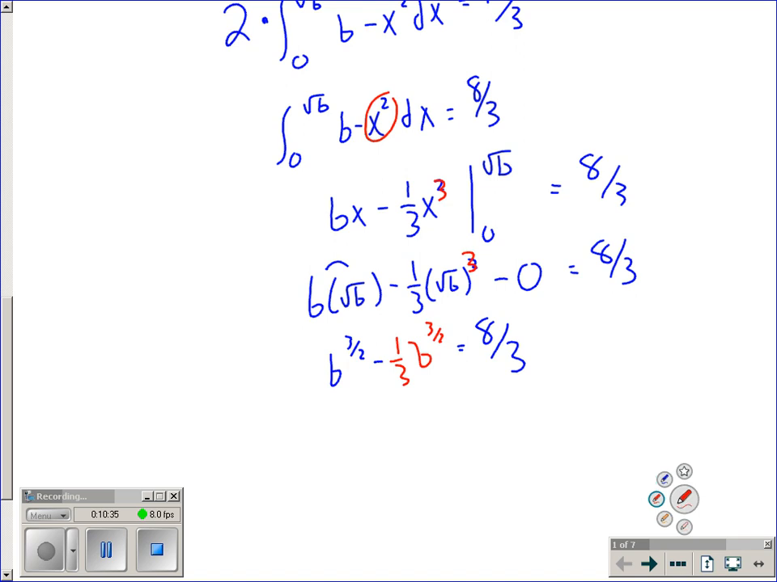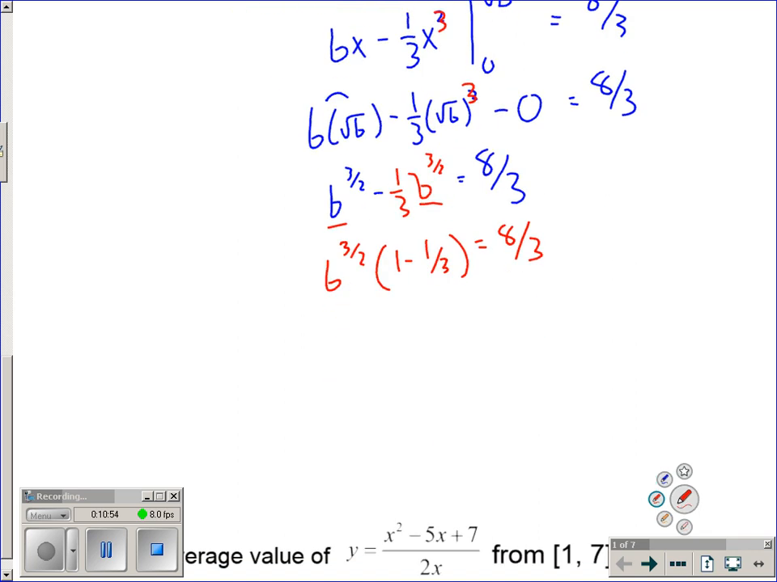I apologize for the mistake there, but it still looks scary, but it's not too bad. Notice how they have a GCF of b to the 3/2 I can take out. So I got b to the 3/2 I can take out, and I'm left with 1 minus a third equals 8/3. Okay. Well, just keep going with it. You got this.